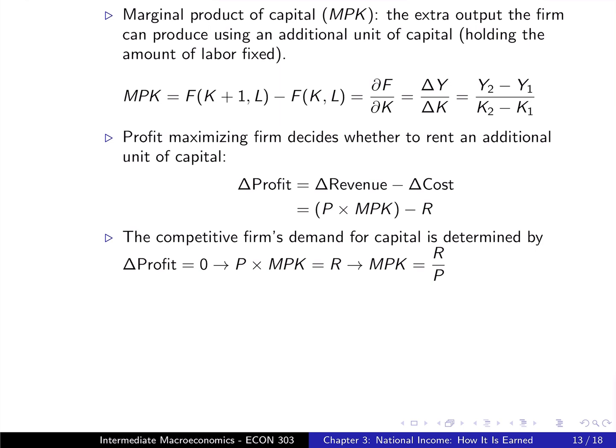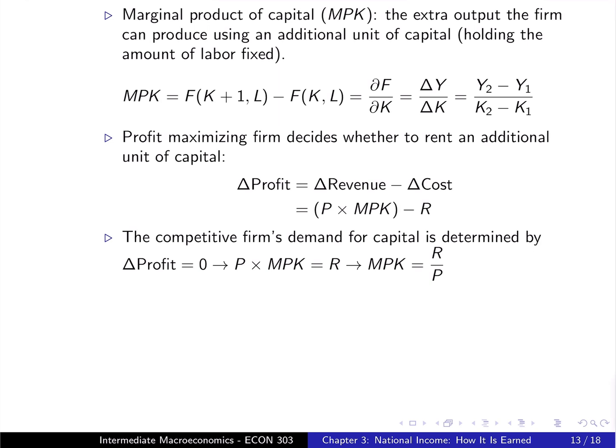In calculus terms, this becomes the partial derivative of the production function F with respect to capital K. MPK equals dF over dK. Or in discrete terms, MPK equals delta Y over delta K, that equals Y2 minus Y1 divided by K2 minus K1. Understanding MPK is critical because it helps us explain how firms decide how much capital to use and how much capital contributes to overall production.